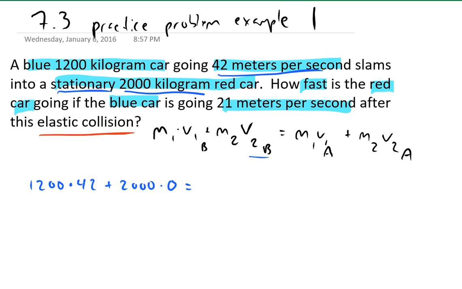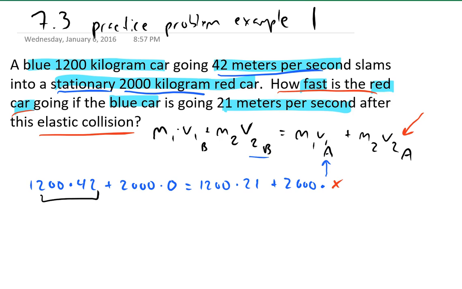That's equal to, again, our mass of the first object, the blue car, which is 1,200, times the velocity of the blue car after, which is going to be 21, plus the mass of the second object, the 2,000 kilogram red car. And what we're looking for is how fast the red car is going. So v2 afterward is what we're looking for, so I'm going to make that x. From here, we've got to do some simplifying.